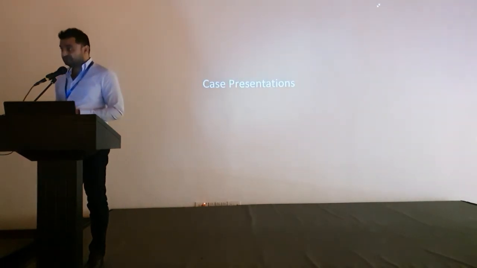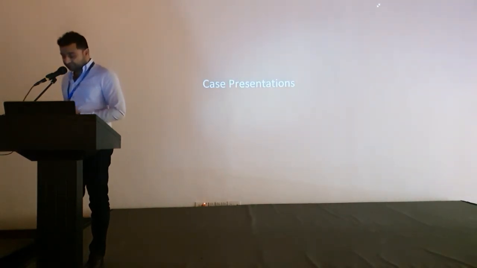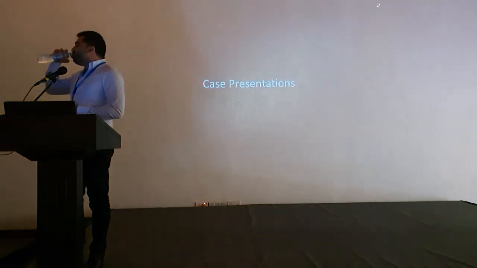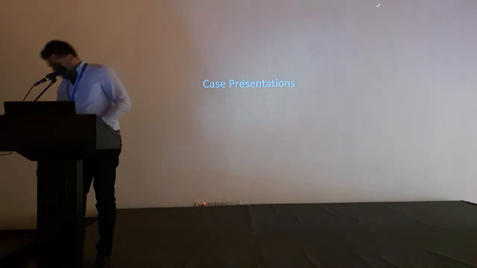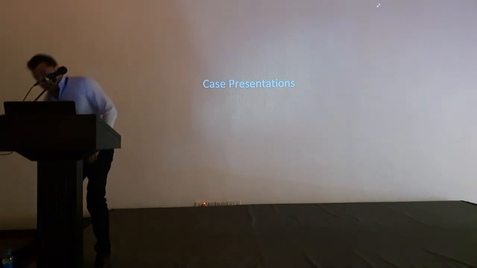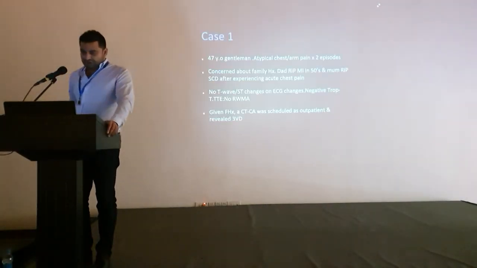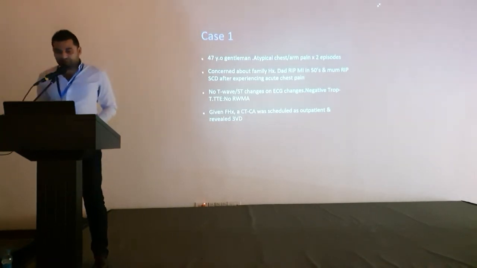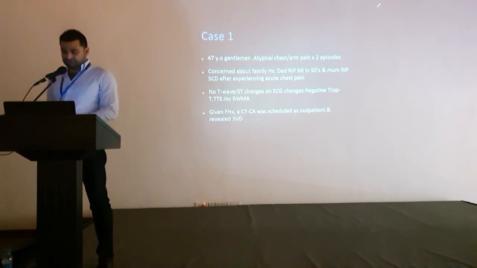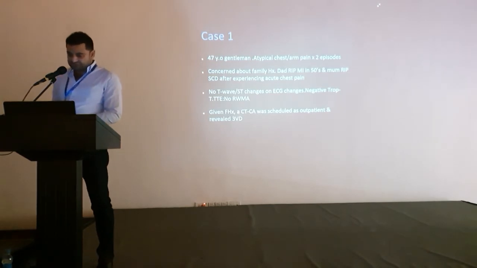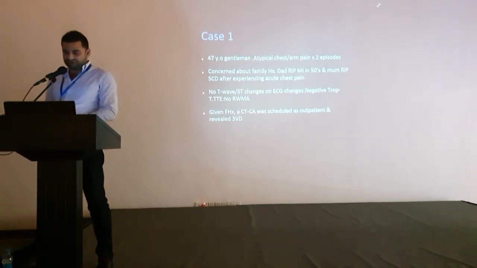So I'm just going to present a couple of cases that we have done recently. The first case is a 47-year-old man who is having atypical chest pain and arm pain twice. He's very concerned about his family history. His dad passed away at age 50 from an MI, and his mom has just recently died of postulated sudden cardiac death after experiencing acute chest pain.